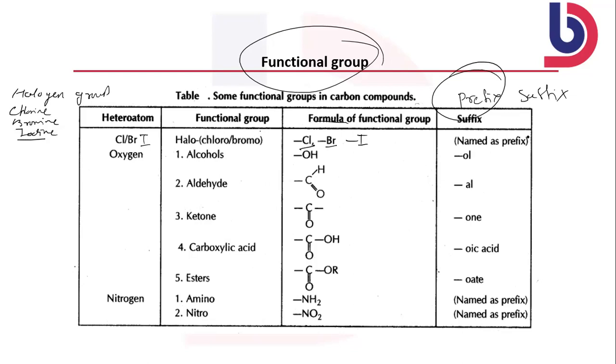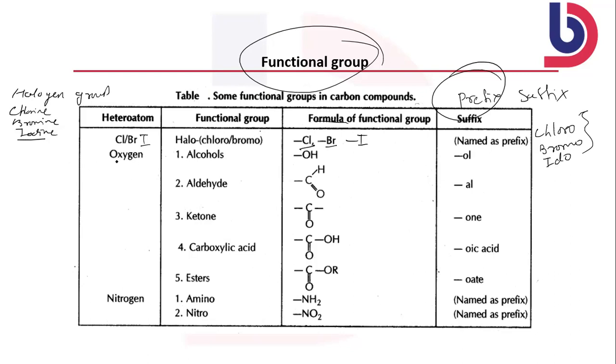The prefix for chlorine is chloro, for bromine the prefix is bromo, and for iodine the prefix is iodo. So whenever you attach the functional group chlorine, bromine, or iodine, you have to change the name too, using the prefixes chloro, bromo, and iodo. Whenever I discuss the IUPAC name, I will explain how to write and attach these. Before that, let us understand functional groups first.